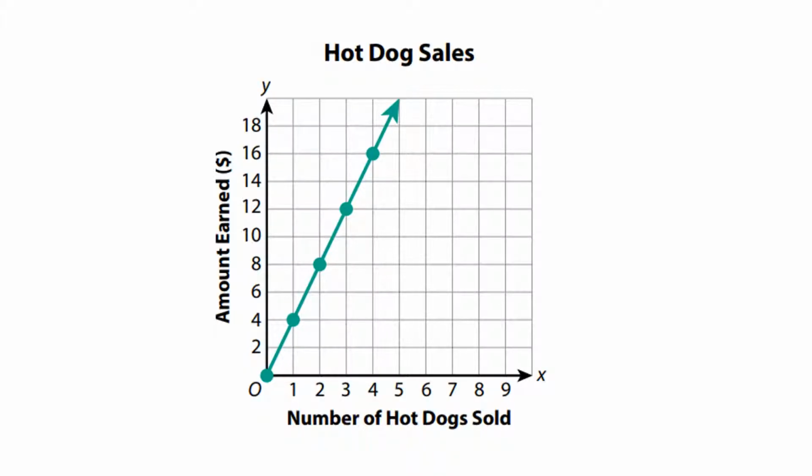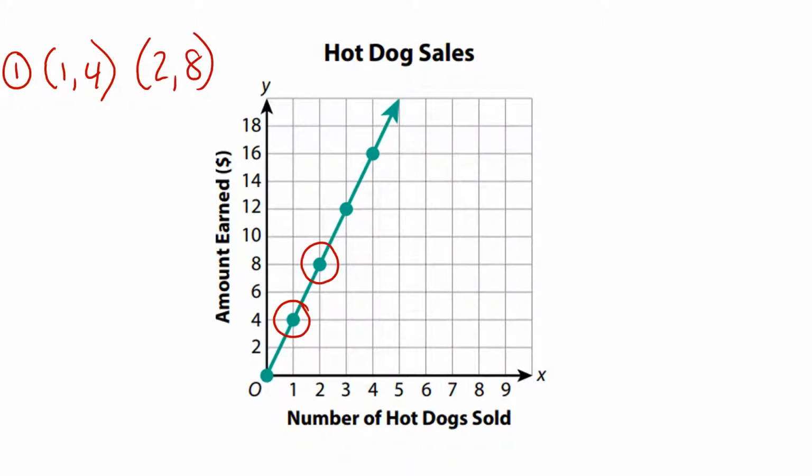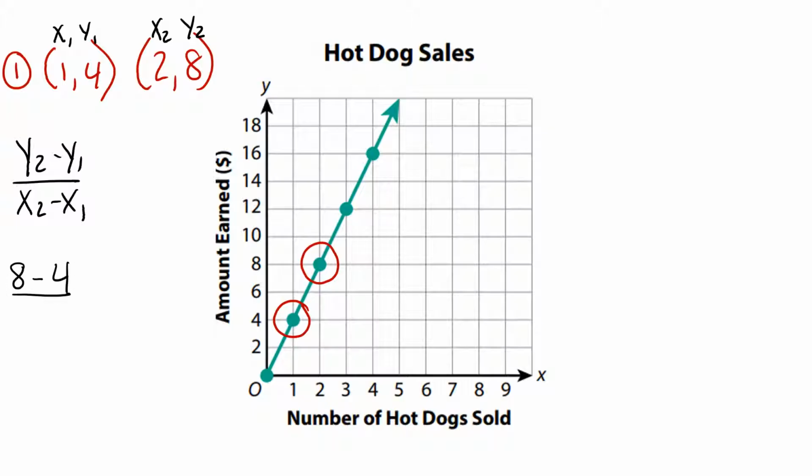Looking at the first method using the slope formula, I'm going to pick 2 points that I can read clearly. That is 1, 4 is the first point, and 2, 8. I label those points x1 and y1, x2 and y2, and we plug them in the y2 minus y1, x2 minus x1 slope formula. y2 is 8, minus y1 is 4, x2 is 2, x1 is 1. 8 minus 4 is 4, 2 minus 1 is 1, 4 divided by 1 is 4. My slope, m, is 4.